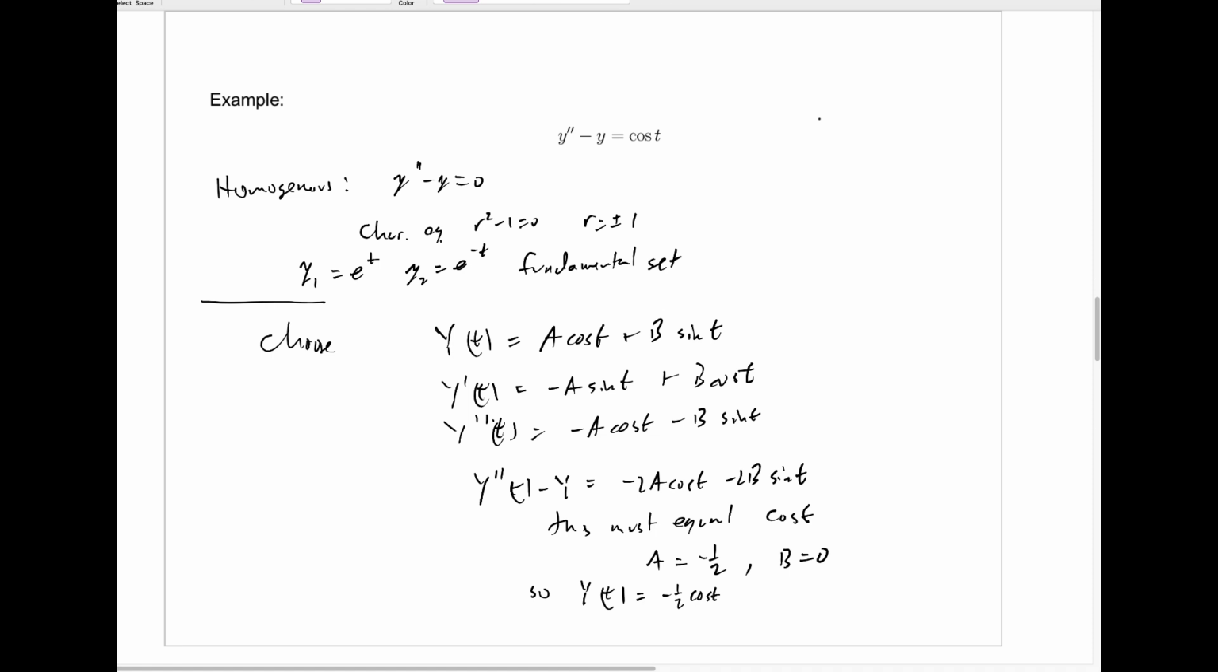What's our general solution? It's just y of t is c1 times y1, that's e to the t, plus c2 times y2, that's e to the minus t. Then we have minus 1/2 cosine t. And you should check that this works. Again, here c1 and c2, I'll write it in this time, are any real numbers.